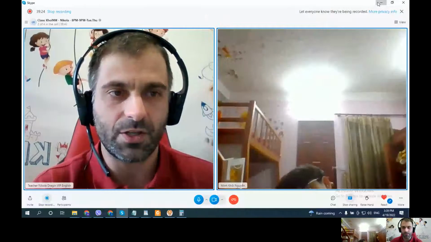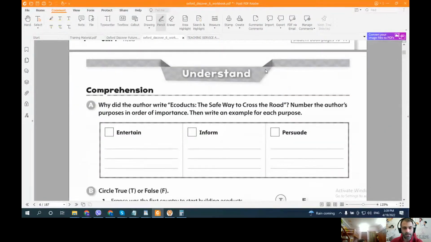Okay, now let's have a look. Now let's continue with sharing. Why did the author write educates the safe way to cross the road? What do you think? Why he wrote something like this? Because the main use of the aqueducts is to help animals cross the road. Okay, very nice.